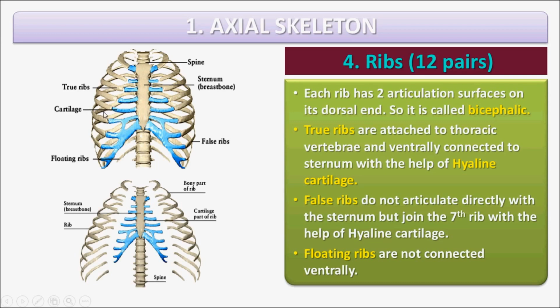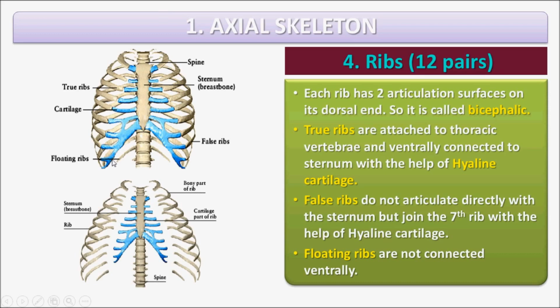8th, 9th and 10th are your false ribs. They do not connect directly with the sternum, but join the 7th rib with the help of hyaline cartilage. See, this is your 7th rib, which is your true rib, but 8th, 9th and 10th are your false ribs, and they are not directly attached to the sternum, but they join the 7th rib, and then the 7th rib is attached to the sternum. So that's the reason they are called false ribs.